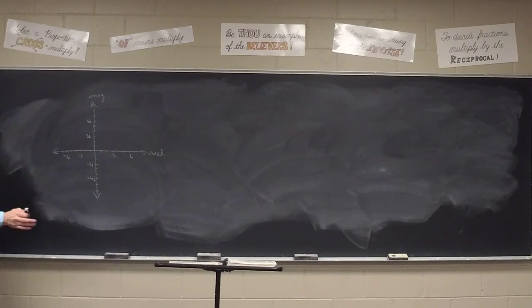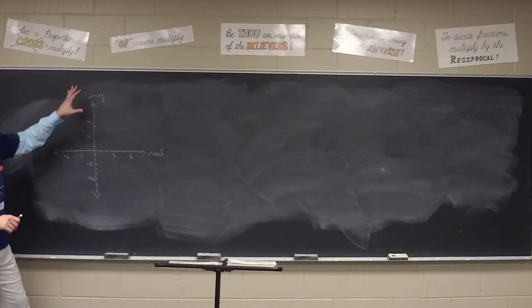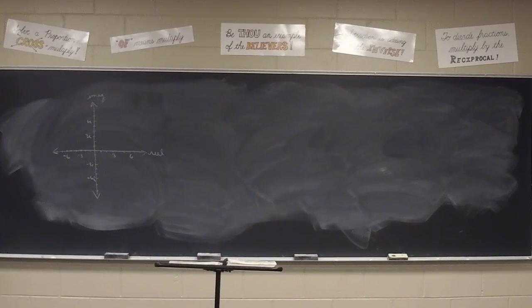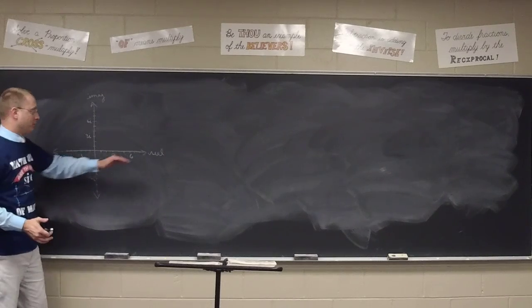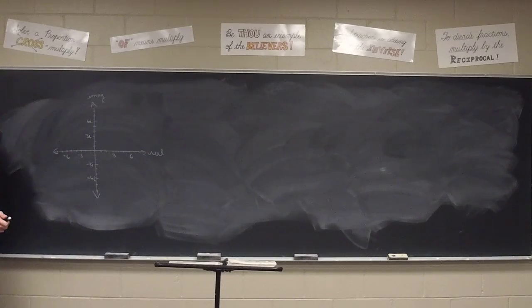This is, by the way, why I was so insistent on x and y labels. Because just because you have two crisscrossing axes, it doesn't make it the Cartesian plane. X and y labels make it the Cartesian plane. Real and imaginary labels make it the complex plane.